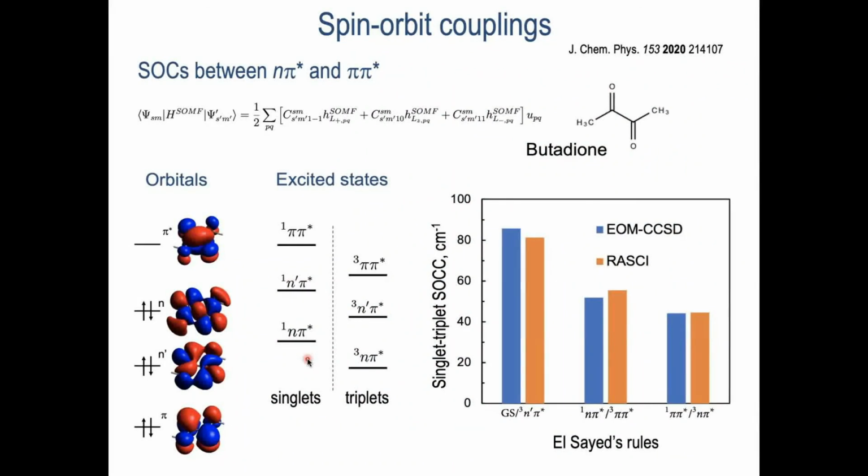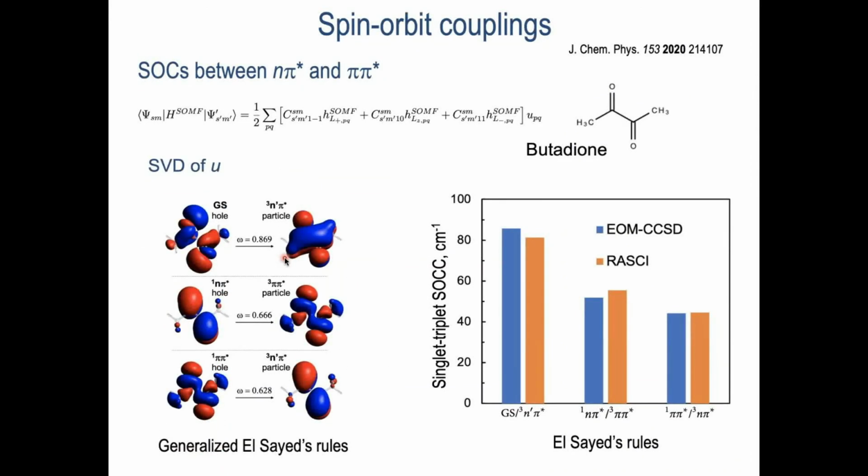So we have non-zero values between states which are pi pi star and n pi star states, whereas if we have the same character, the couplings go to 0. And what is interesting is that RASCI gets couplings very close to EOM-CCSD, which could be seen here as a reference method for these states, which are basically single electron excitations.